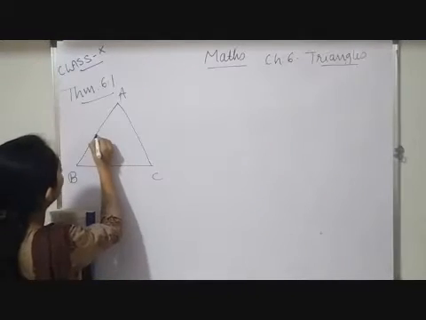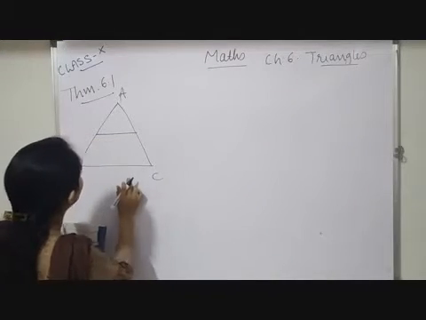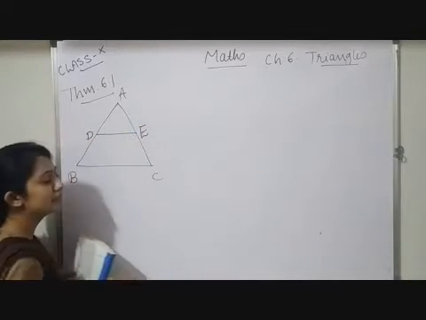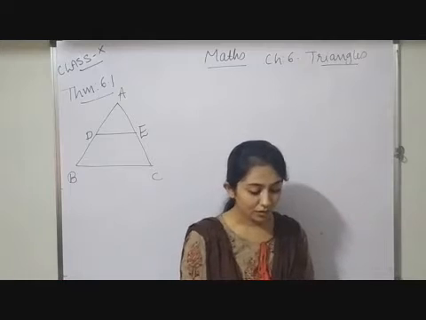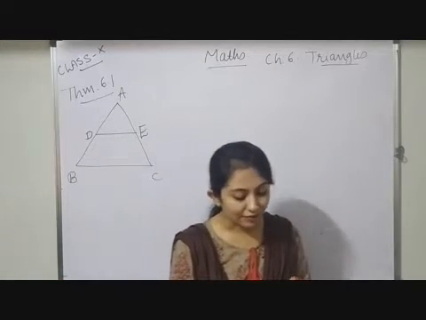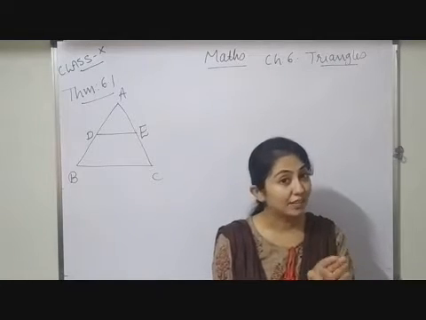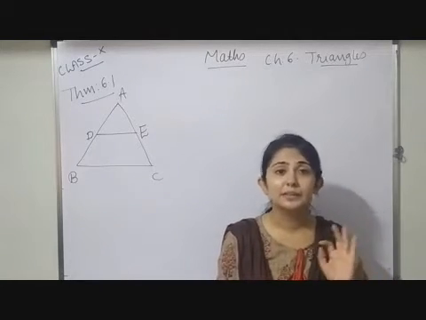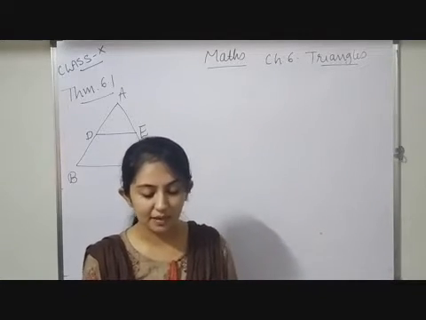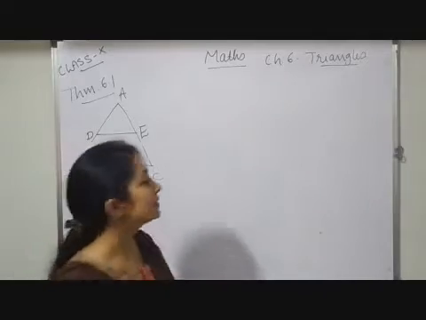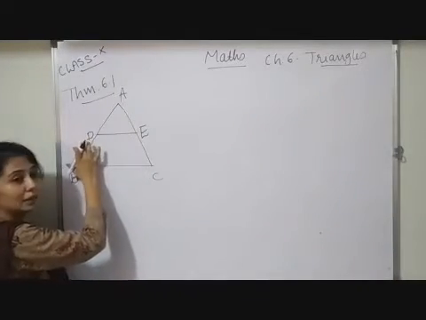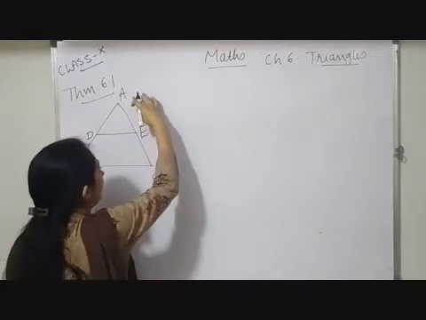let me draw one line which is parallel to BC, which intersects AB at a point D and AC at a point E. The other two sides are divided in the same ratio. What is given, and what you have to prove after that, is that the sides divide in the same ratio. That means we have to prove AD by DB equals AE by EC.